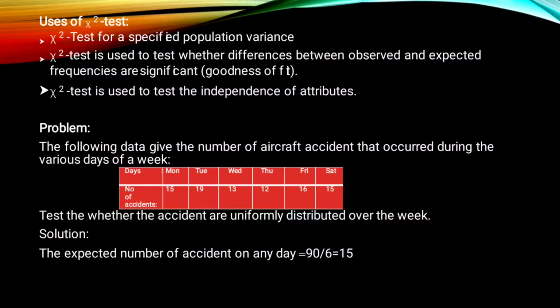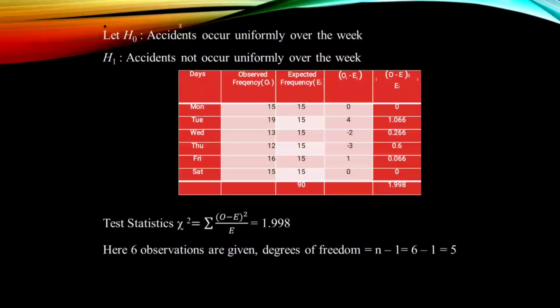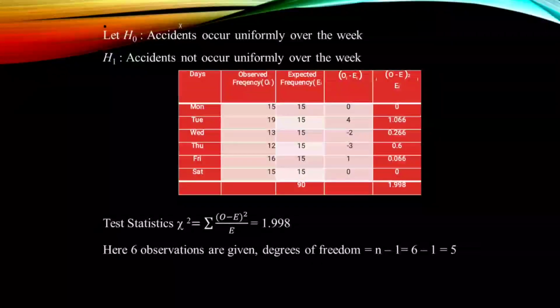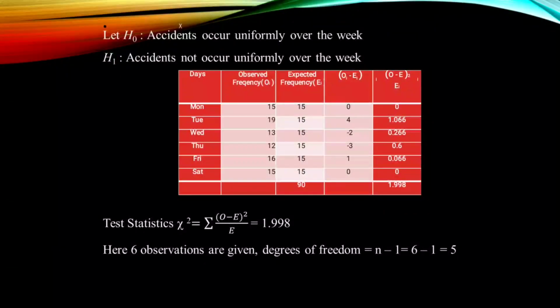The following data gives the number of aircraft accidents that occurred during the various days of a week. So here the accident details are given. We have to test whether the accidents are uniformly distributed over the week. So here the expected number of accidents on a day is 90 by 6 is equal to 15. Now let us set up the null hypothesis H naught, that is accidents occur uniformly over the week. Next, set up the alternative hypothesis H1, that is accidents do not occur uniformly over the week.